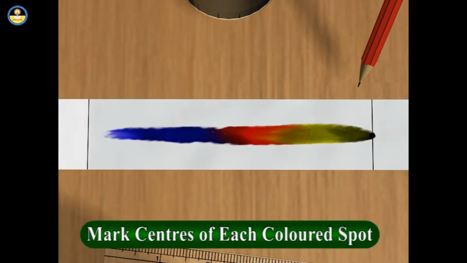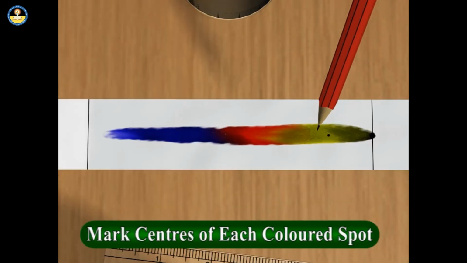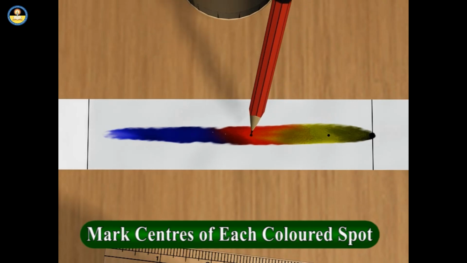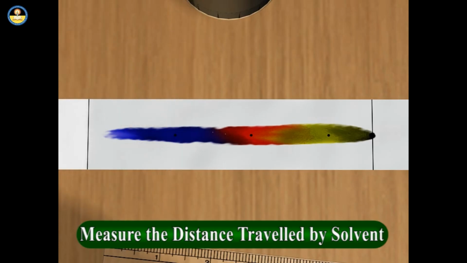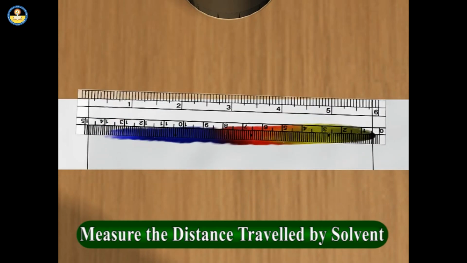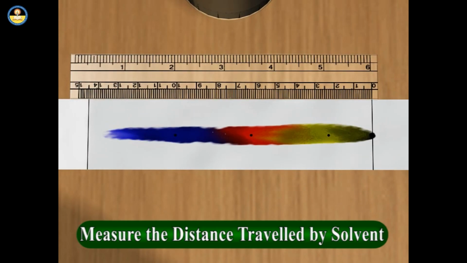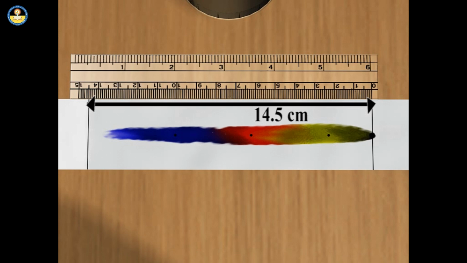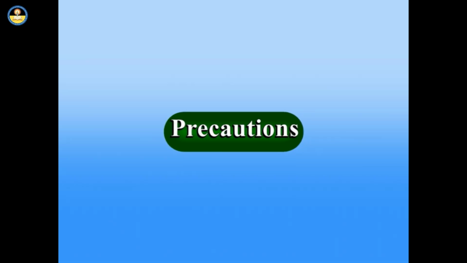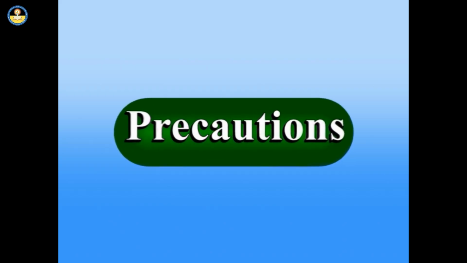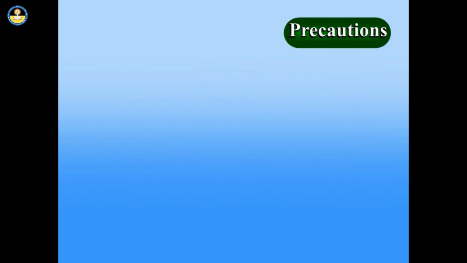The different colored dyes of the mixture rise to different levels on the filter paper. The dye component of black ink, which is more soluble in water, has travelled a longer distance on filter paper in comparison to the dye component, which is less soluble. This activity is called paper chromatography, as it involves the use of filter paper for the separation of components of a mixture. Let us now discuss precautions to be taken during the experiment.